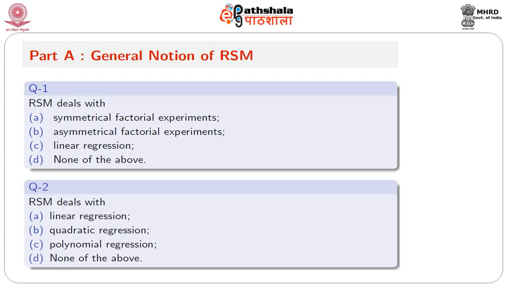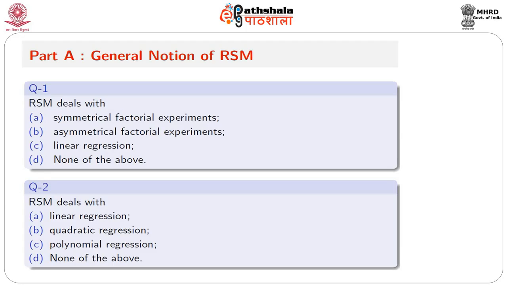Okay. So the first one is: RSM deals with symmetrical factorial experiments, or asymmetrical factorial experiments, or linear regression, or none of the above. So far as we have understood response surface methodology, it is concerned with an understanding about the response y in terms of the regressors, going beyond linear regression. And in the regressors, there is no question of factorial experiment here. Straight away you are looking at the regression model. Therefore, the answer to this question should be D.